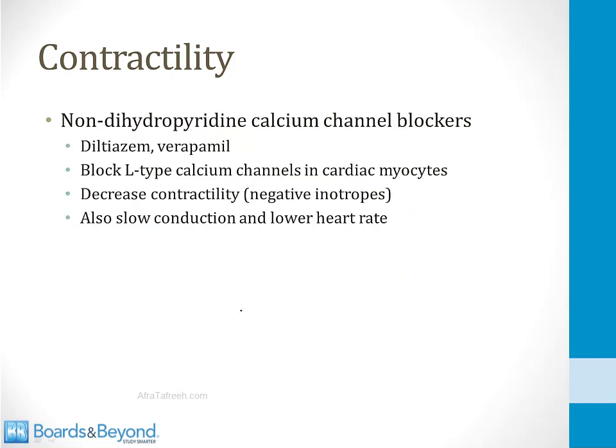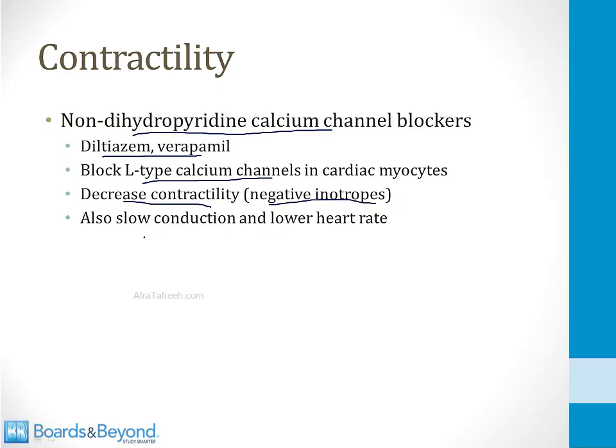So if you understand that, then it's very easy to understand what the non-dihydropyridine calcium channel blockers do to cardiac myocytes. These are drugs like diltiazem and verapamil, and as I told you before, these are the drugs that block the L-type calcium channels in cardiac myocytes. They will decrease contractility because they block calcium entry into the cell. Therefore, they are negative inotropes on the heart.